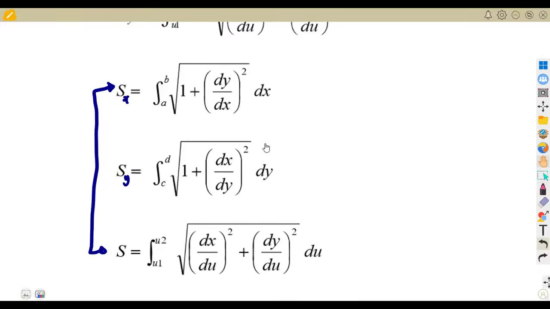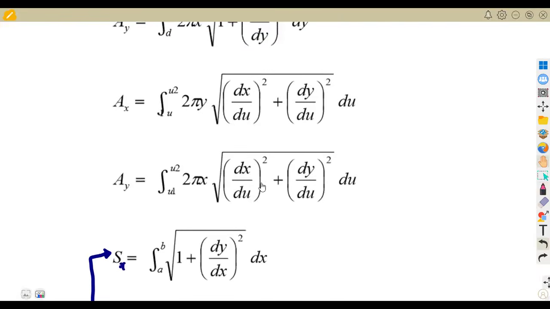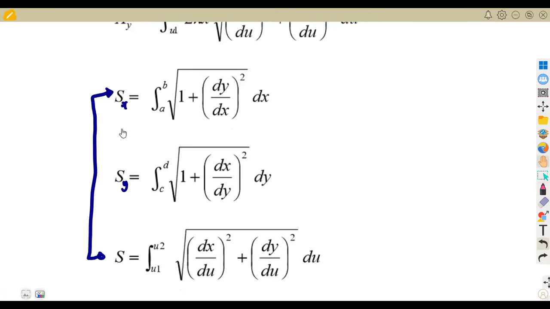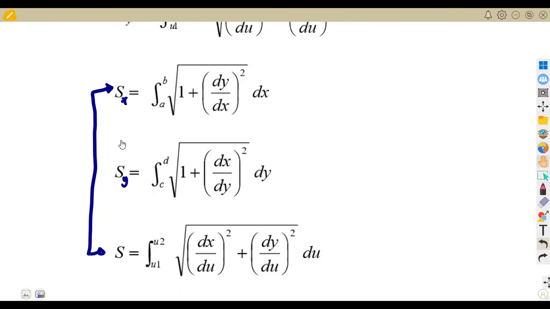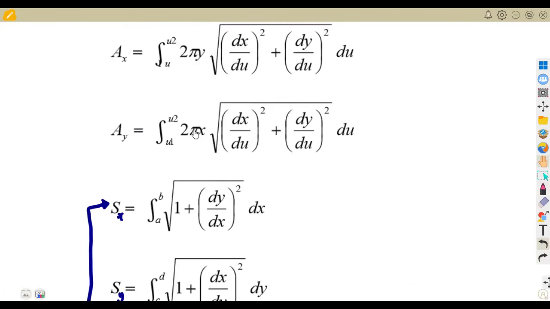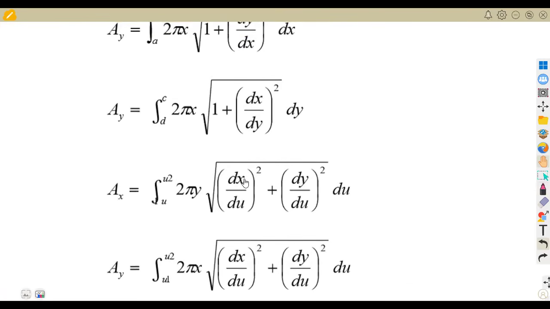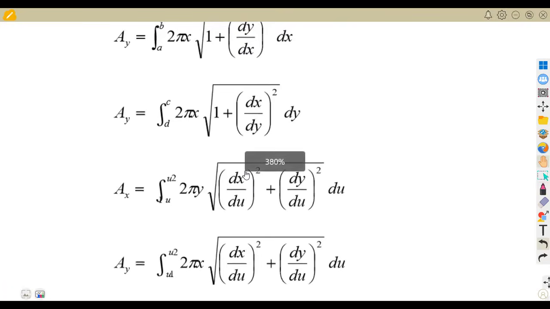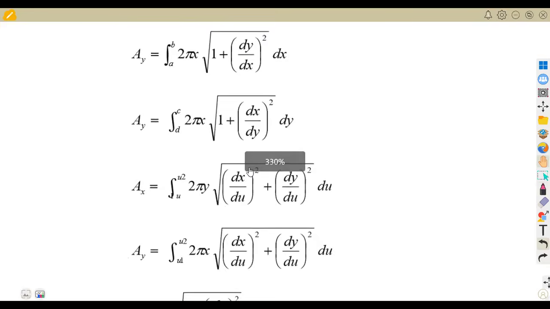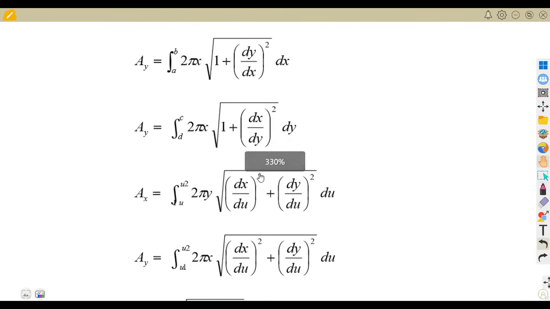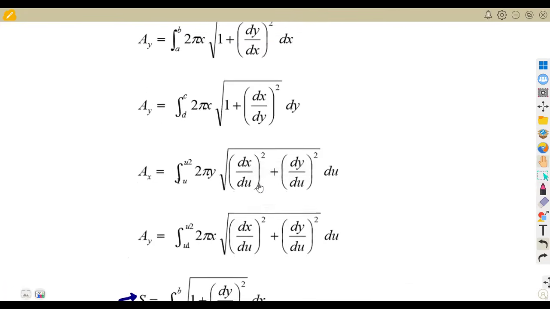Like I said, these are the formulas for area on top. This one is for the arc length. This S is for arc length. Then the A is the one for the area, these ones. All right, so we're given that our area is supposed to rotate about the x-axis. So these are the formulas that we have for area. All right, we have all the formulas here.